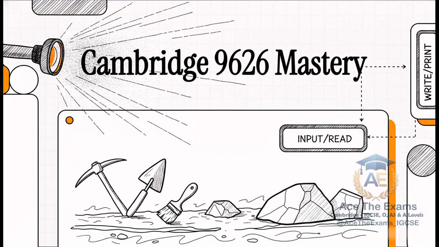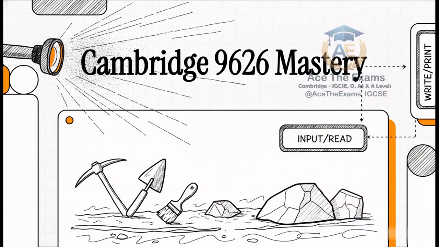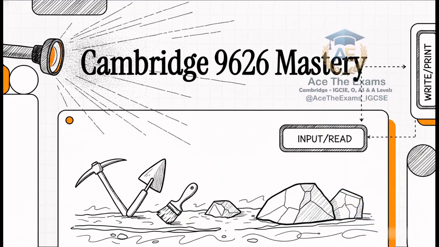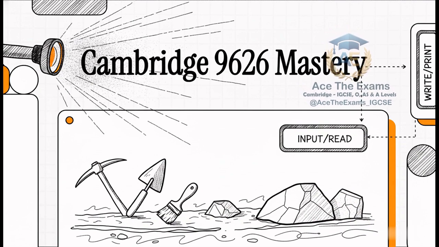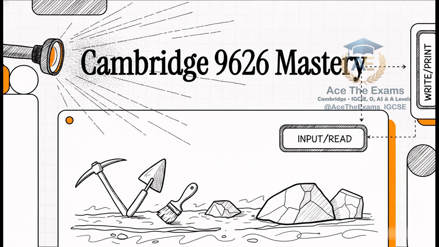Whether you're studying syllabus 0417, 0478, 2010, 9618, or our main focus for today, the AS and A-Level 9626, the strategy we're about to unearth applies right across the board. We're going to treat every single exam question like a precious artifact. Layer by layer, we'll brush away the confusion, decode the examiner's true intentions, and reveal the perfect high-scoring answer.